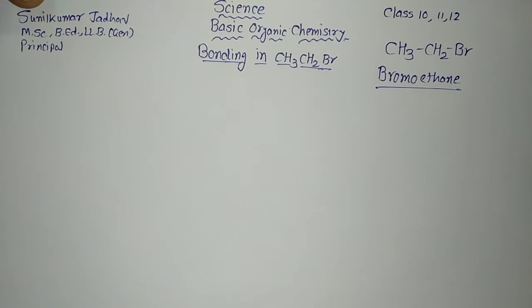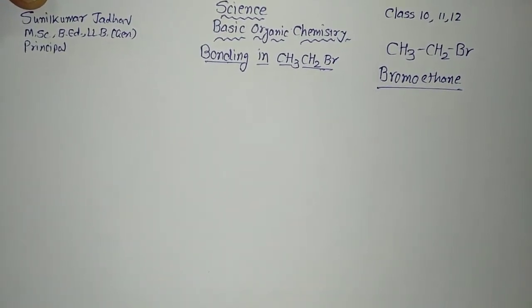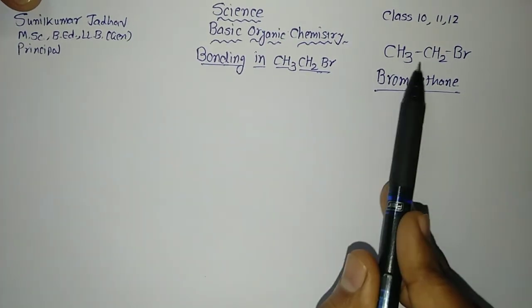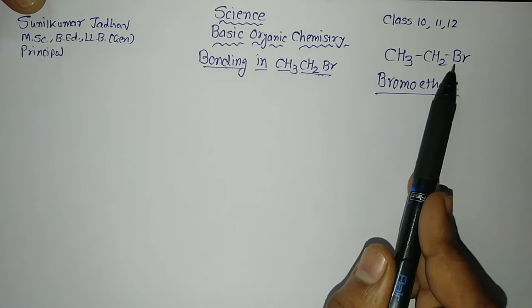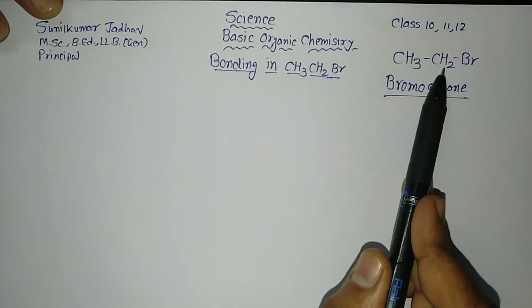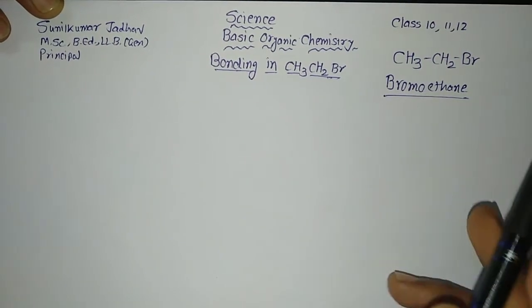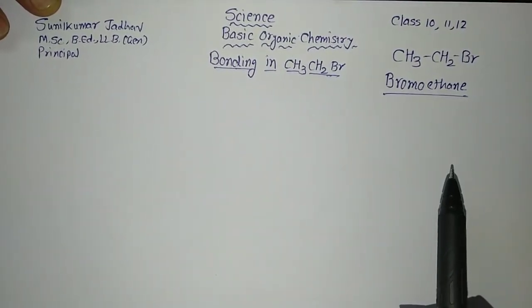While we are writing its name, we know how to write the name. Its rule is given by IUPAC. Its general name is what? This is 1 and 2 carbon. So 2 carbon is called ethane, and this is bromine, which is a halogen group. So we can say it is ethyl bromide, its general name.